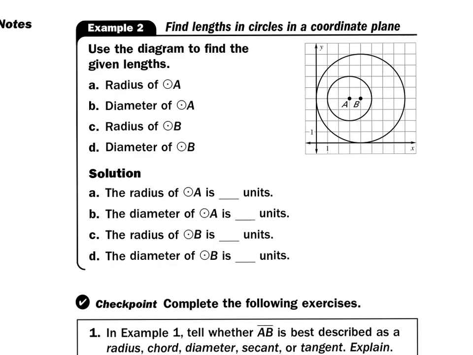Okay, example 2. Use the diagram to find the given lengths. The radius of circle A. First, notice the shorthand way to say circle A. We have a circle with a dot in it and an A. That means that A is the center of that circle. So A is the center of this little circle.